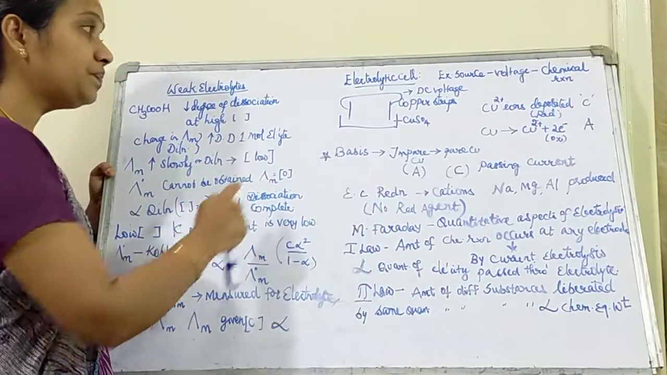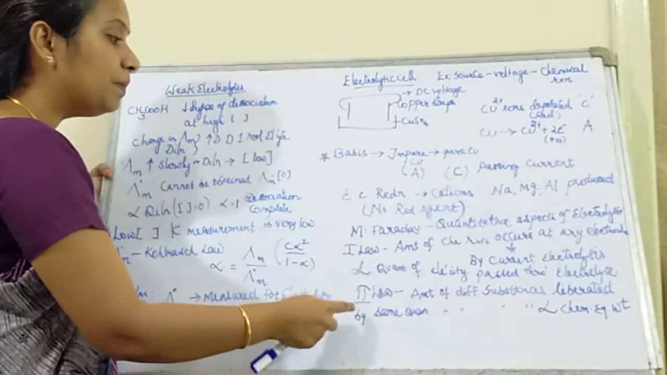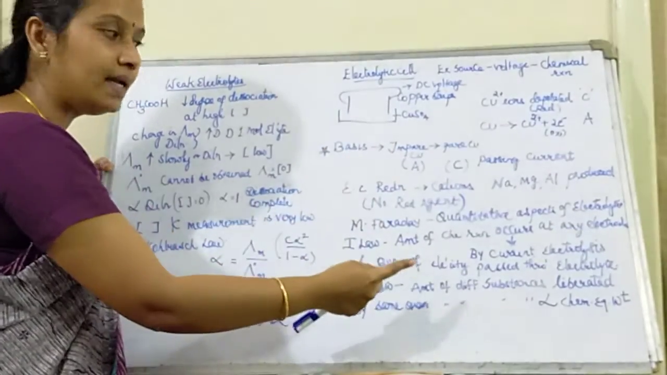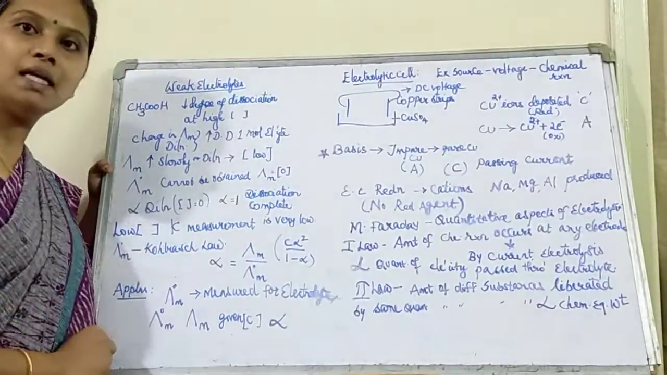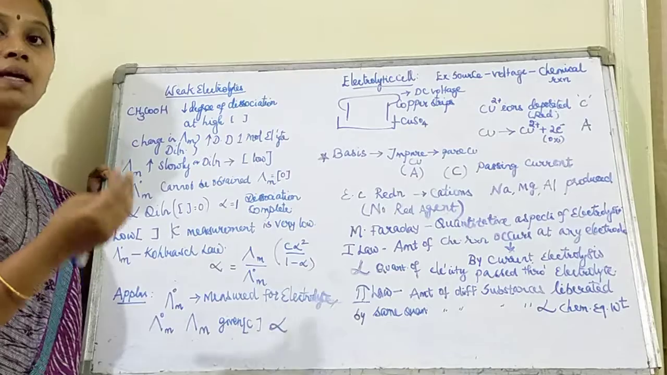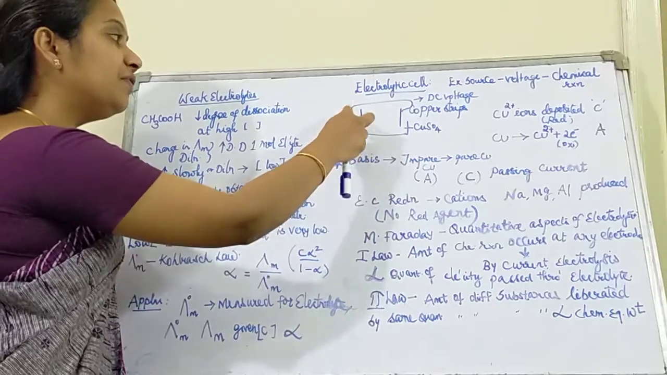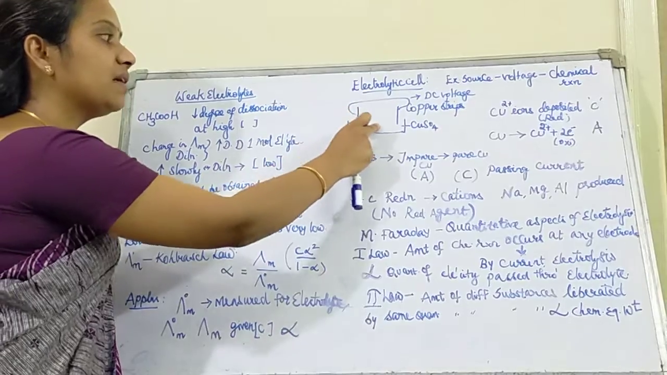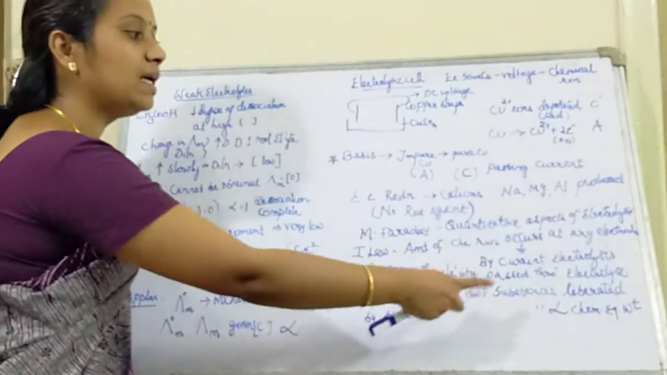What is the second law? The amount of different substances produced or liberated by the same quantity of electricity which is passed through the electrolyte is directly proportional to the chemical equivalent weight. What is chemical equivalent weight? Chemical equivalent weight is equal to atomic weight divided by the number of electrons required to reduce a cation. So what is the second law? Different substances are liberated by the same amount of electricity passed through the electrolyte. It is proportional to the chemical equivalent weight.